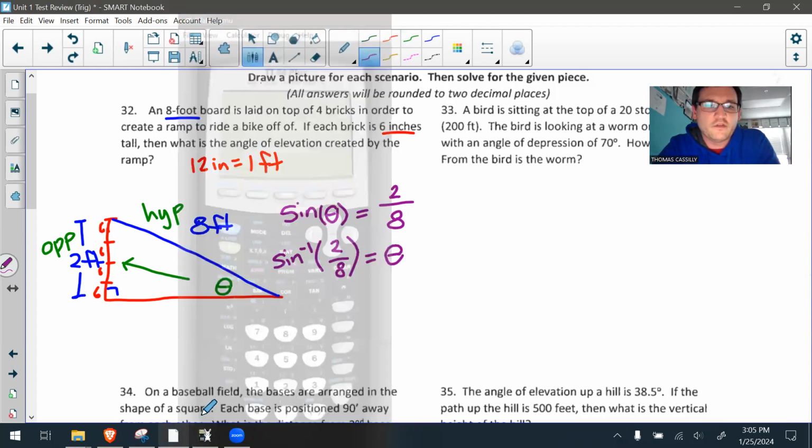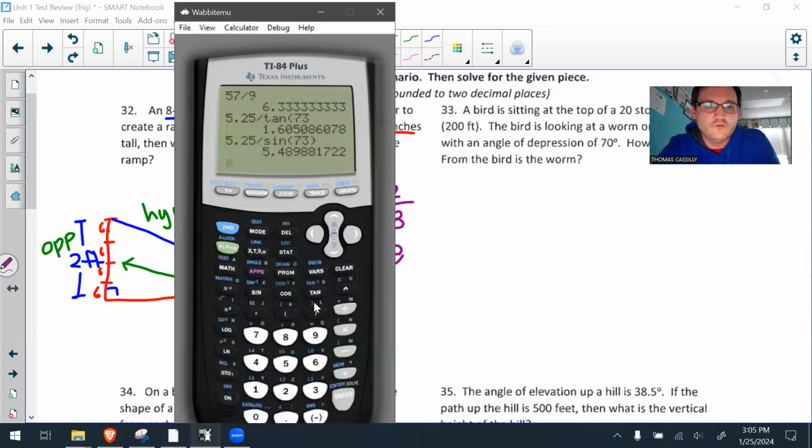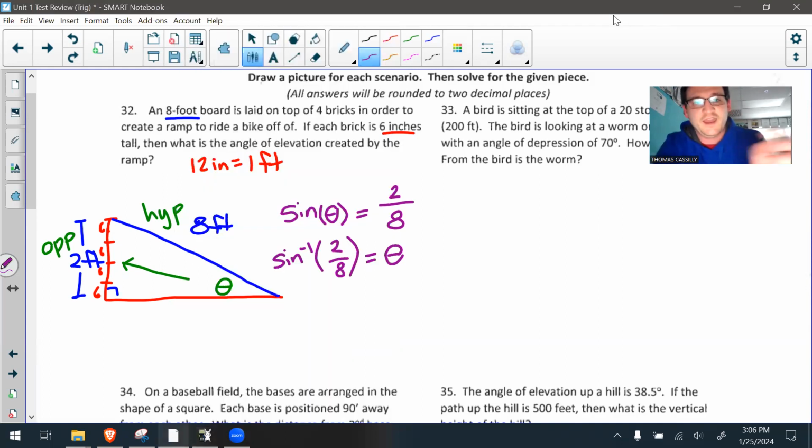And then punch that into your calculator. The inverse sine of 2/8, 2 divided by 8, is going to be, what is that? 14.477. They went 2 decimals, so we're going to call it 14.48. So theta equals 14.48. That is our angle of elevation.